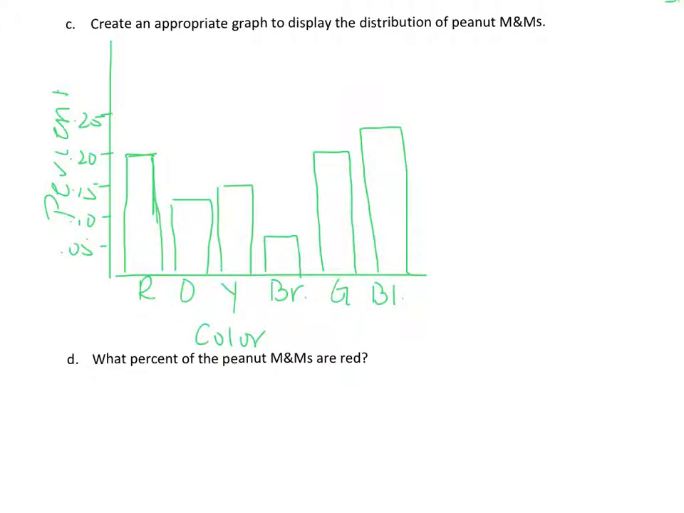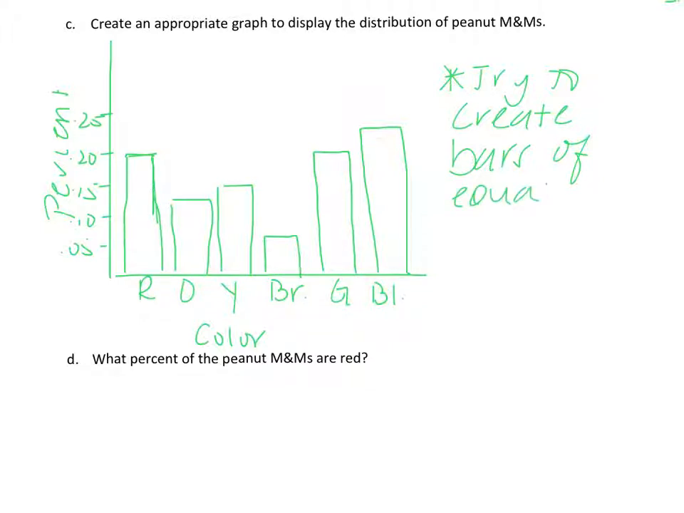Now we should always try to create bars that are the same width. Sometimes I know it's difficult to do, especially on the iPad, but we're going to try our best to make bars that are of equal width or as close as possible to equal width to avoid that issue with the area like we saw with the pictograph.